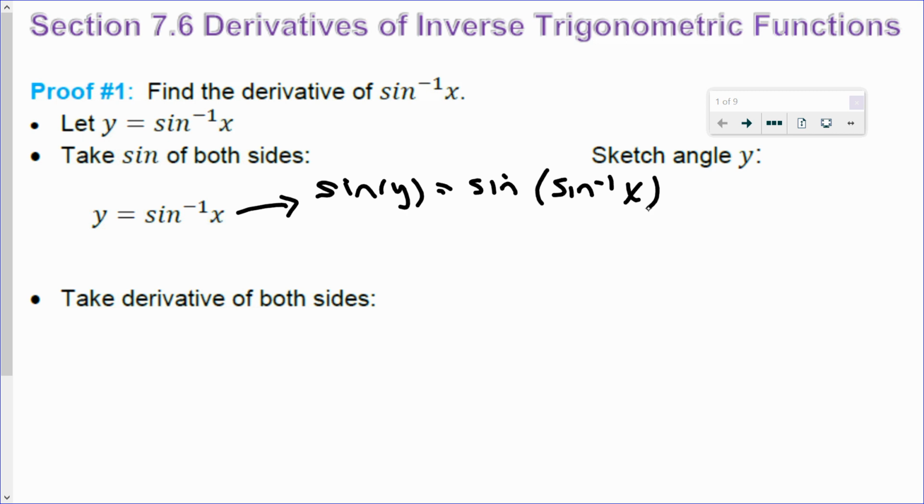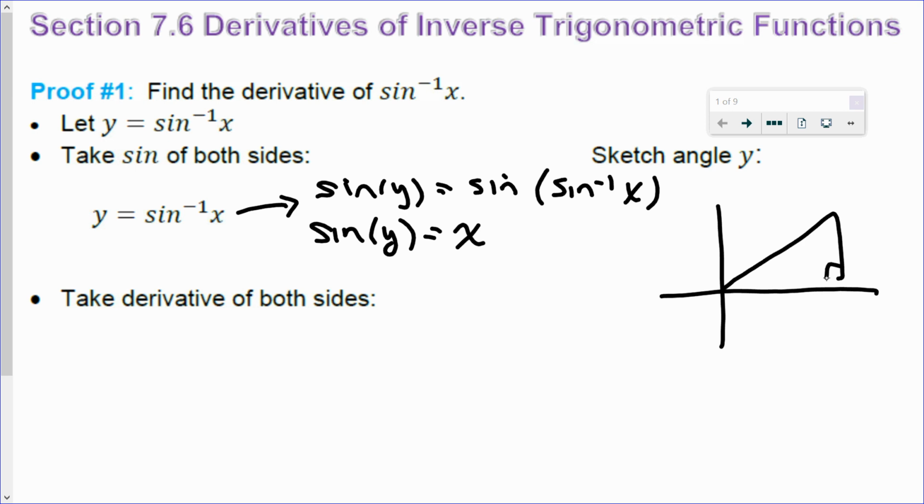So take the sine of both sides. There we go. I have the sine of y is equal to x, because sine and sine inverse are inverse operations to one another. They cancel each other out, and you're just left with x. So sine of some angle y is equal to x. Now it's positive, so I'm going to draw it in quadrant 1. So here's angle y. Sine is x, which is really x over 1, so opposite over hypotenuse is x over 1.